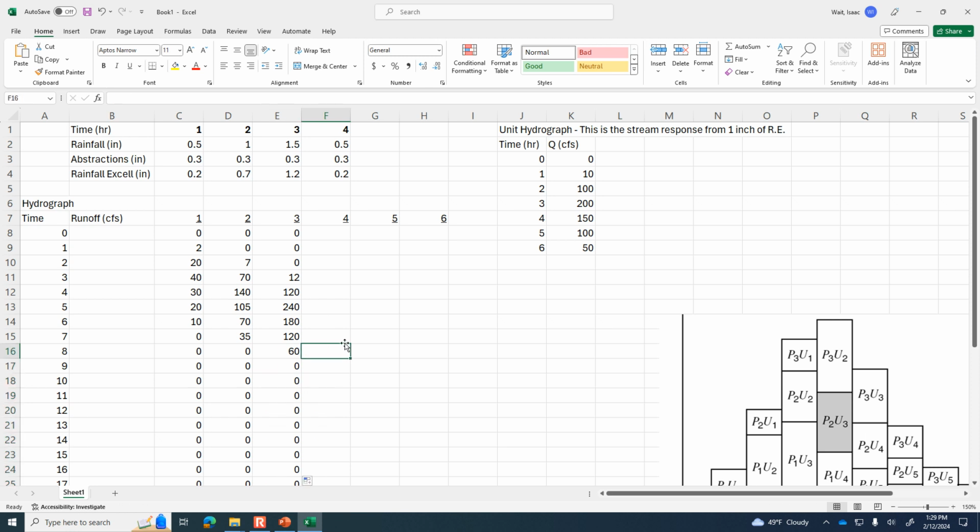Okay. So obviously for hour 4, we're going to do the same thing. Okay, so we're going to have 0, 0, 0, 0, and now we have the 0.2 inches of rainfall excess, anchor the reference, multiply it by our unit hydrograph. Did I put in too many zeros? Let's see. Yeah, I think I put in too many zeros. It's easy to lose track of. So it's here that it starts. Okay.